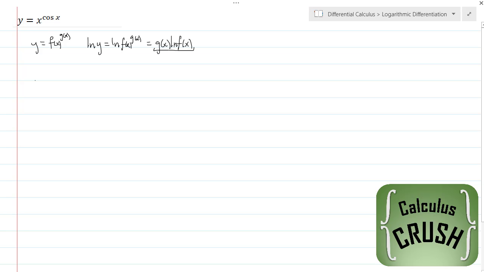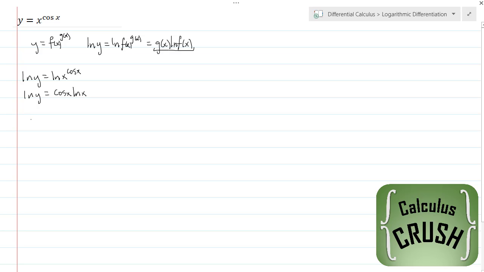Let's get started. So first let's take the natural log of each side. We have ln y equals ln x to the power of cosine x. Now we can write that as ln y equals cosine x times ln x. Now we're in a good form, we can take the derivative.